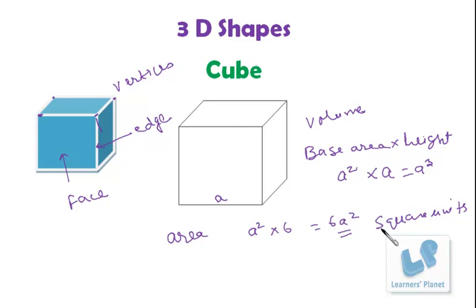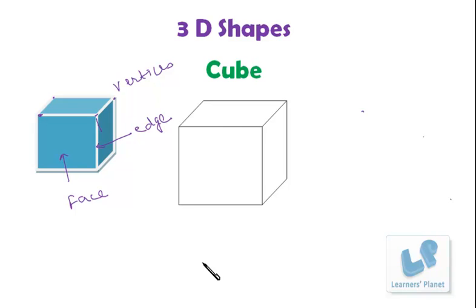Now in various examinations the relationship among vertices, edges and faces is asked. There is a formula which shows the relationship among these three. I just write it over here. Wait a moment. It's number of faces plus number of vertices is equal to edges plus 2.